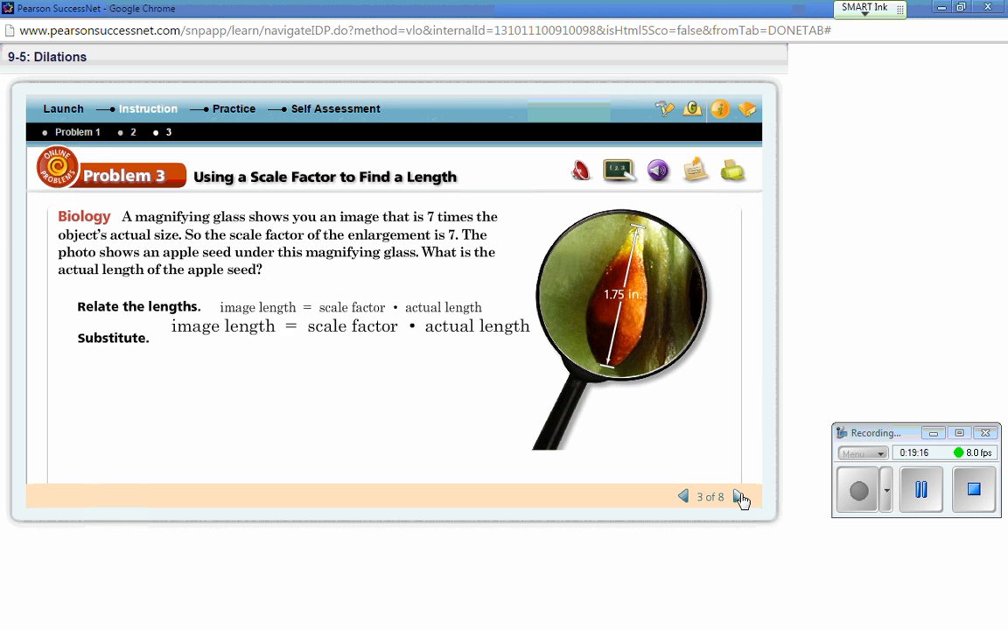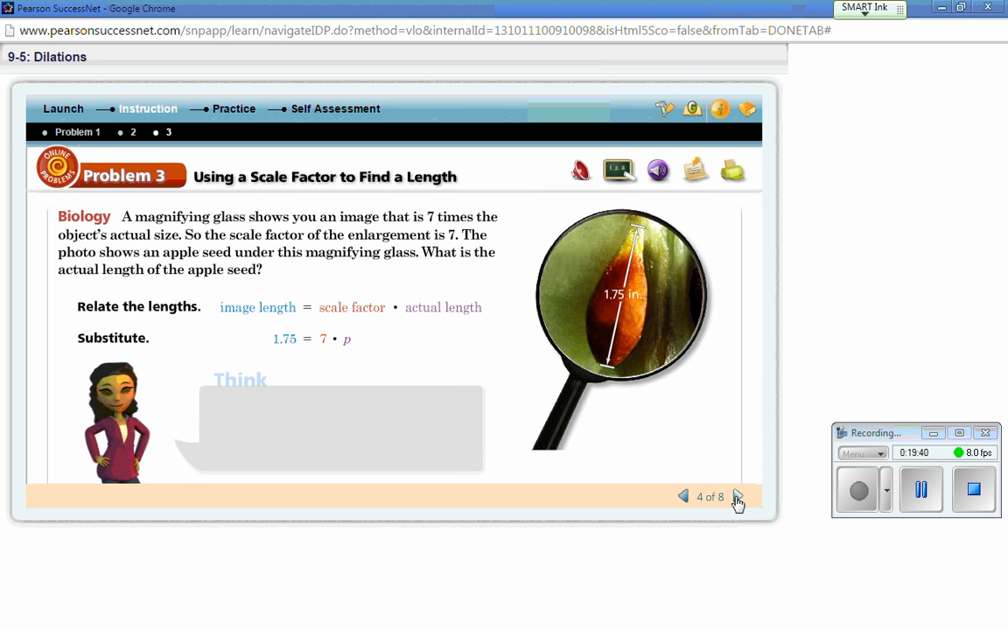Substitute. I think they might be making it a little bit harder than what Jonathan said, don't you? We'll see what happens. Because they're going to end up dividing by 7. The actual length is the unknown, so use the variable P. It doesn't matter what variable you use. So you are just going to end up dividing by 7.